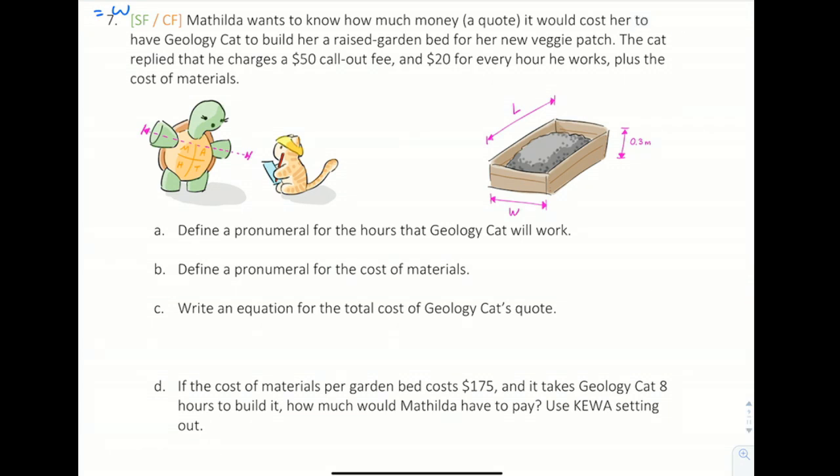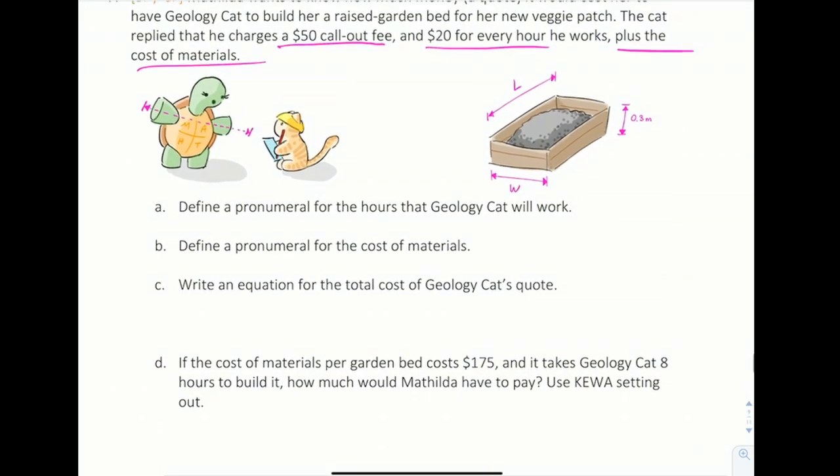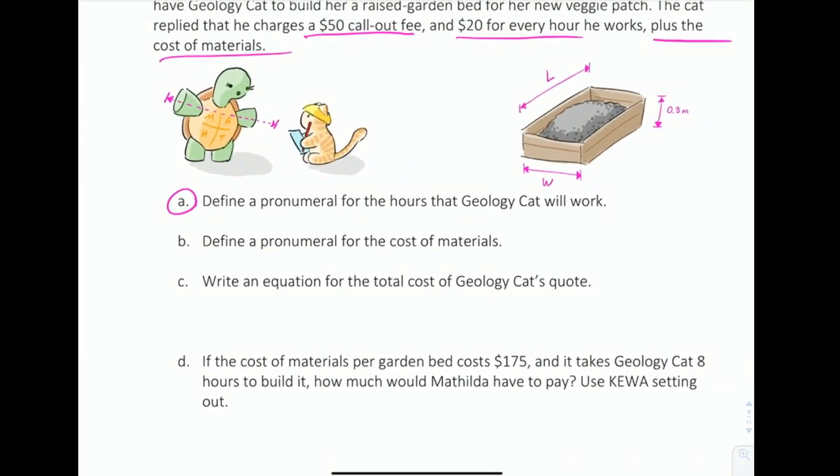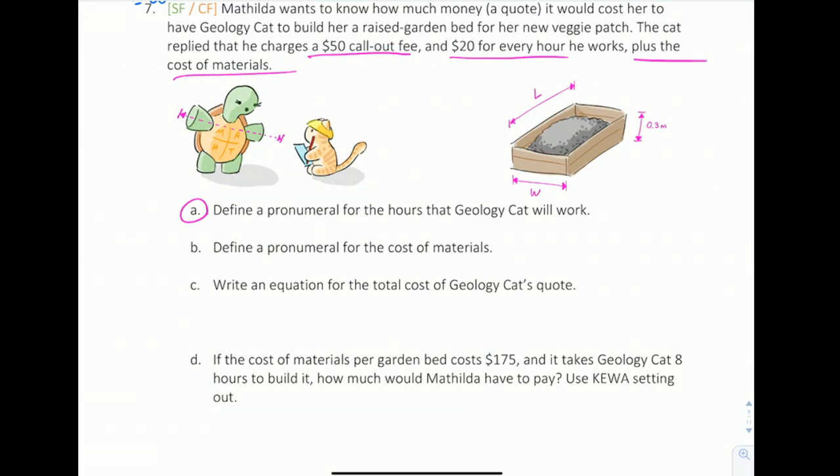Okay, so straight off the bat, the language there sounds like algebra. He charges 50 and 20 for every hour, plus the materials, okay? So it sounds like it's giving you information about an algebra problem. The first question here, define a pronumeral for the hours the cat will work. So you can choose a letter. So I'm going to use the letter H equals hours he's working. Define a pronumeral for the cost of materials. So let's just use the letter M maybe for materials.